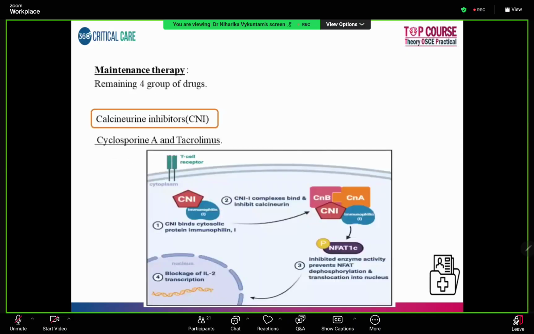Next comes the maintenance therapy, where you use the other remaining four groups of drugs. The first one is the calcineurin inhibitors. So what does this include? The tacrolimus A and B. Okay, just a second.